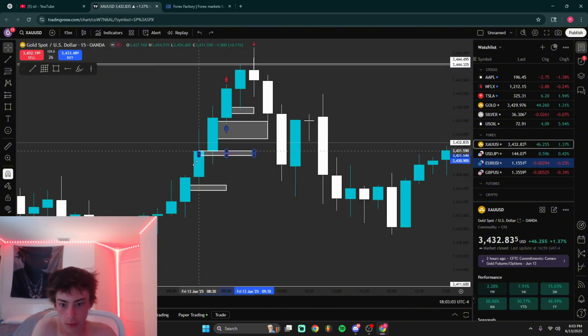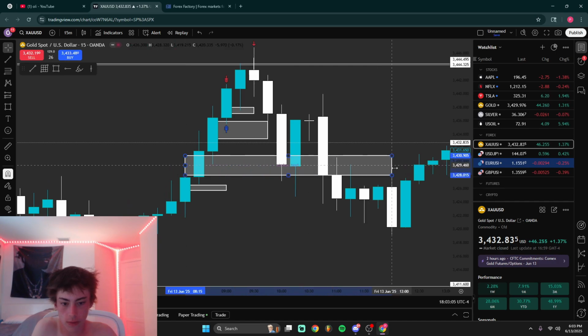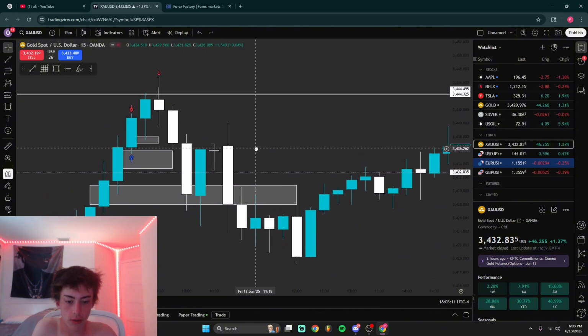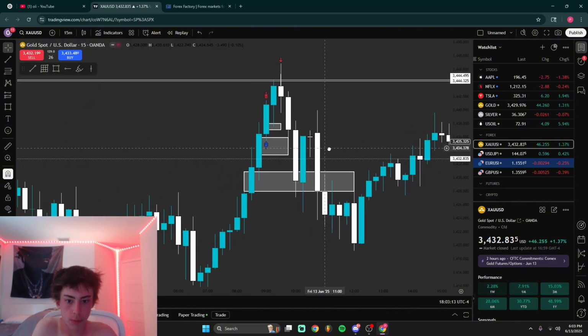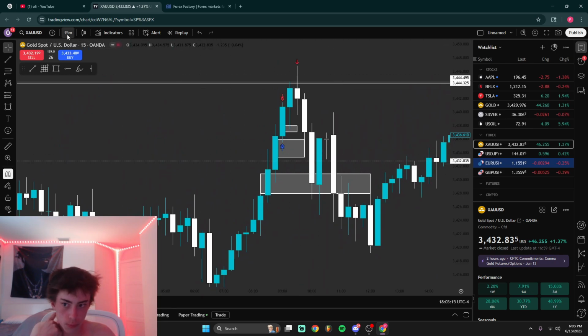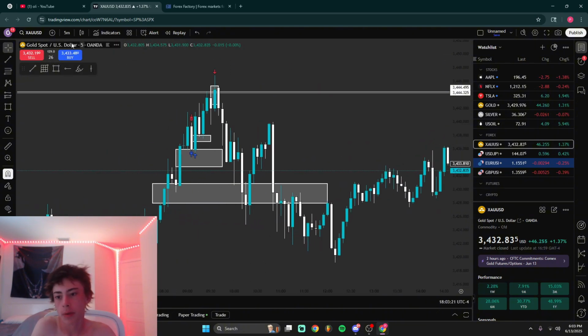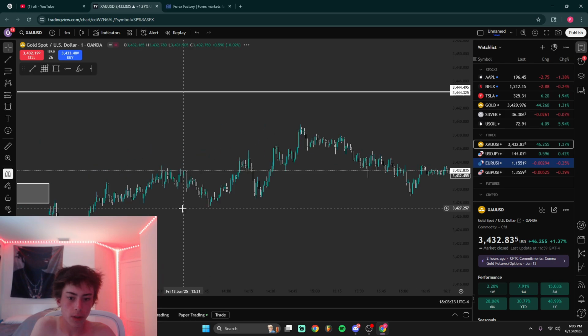Right here we have this 15-minute fair value gap where price once again gets pushed down into, and then we had a move up. Actually, I don't know why I'm looking at that. Anyway, back to the 1 minute time frame here.